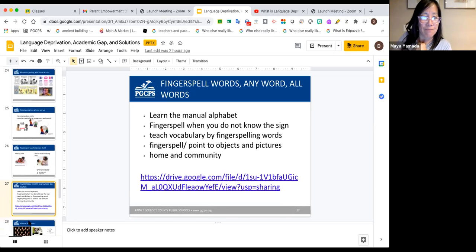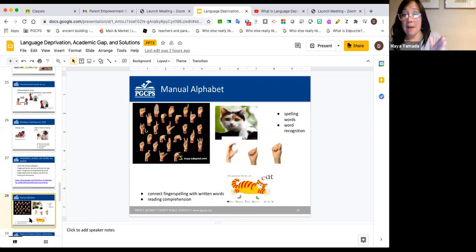Okay. So here's an example of fingerspelling. You start with 3-letter words. C-A-T, cat. So suppose you didn't know the sign for cat. You can fingerspell cat, C-A-T. When you do that, you are giving your child the ability to recognize letters and recognize that letters also form words.